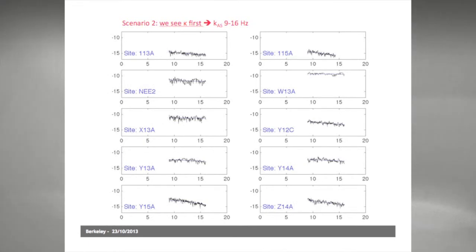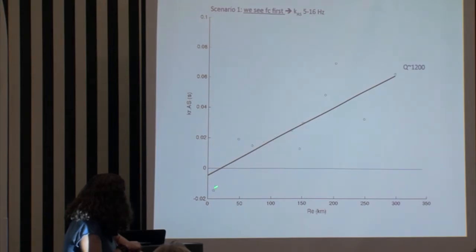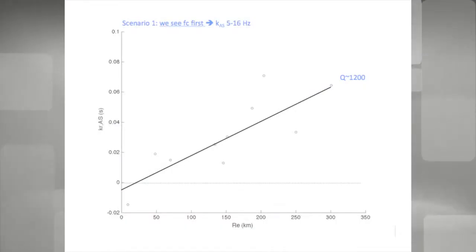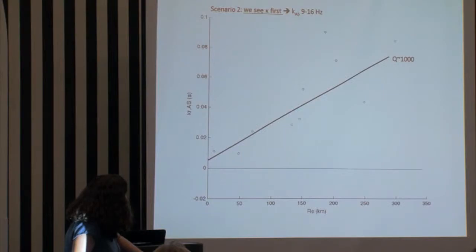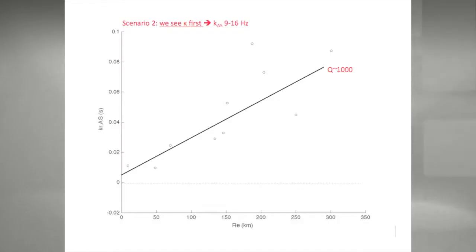So these are the results with distance for scenario 1. So you get lower values and a bit of a negative here. And then if you push to the higher frequencies, it goes up.